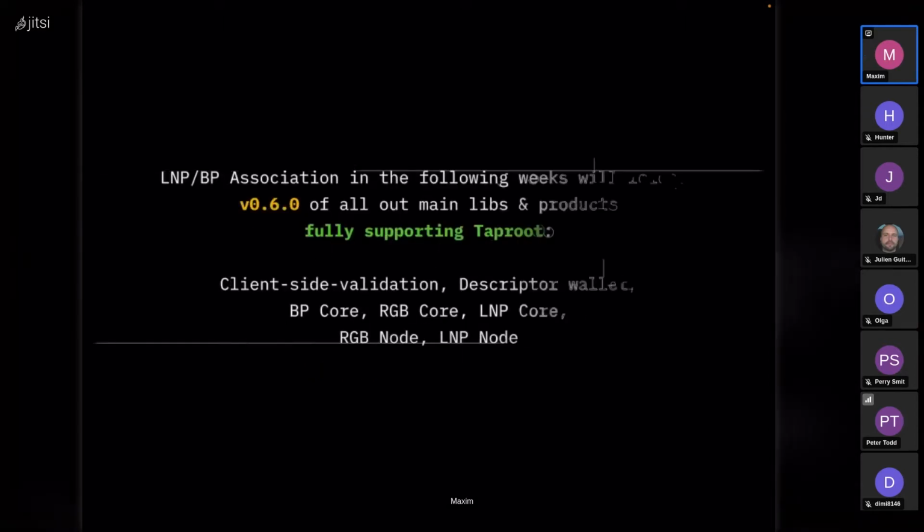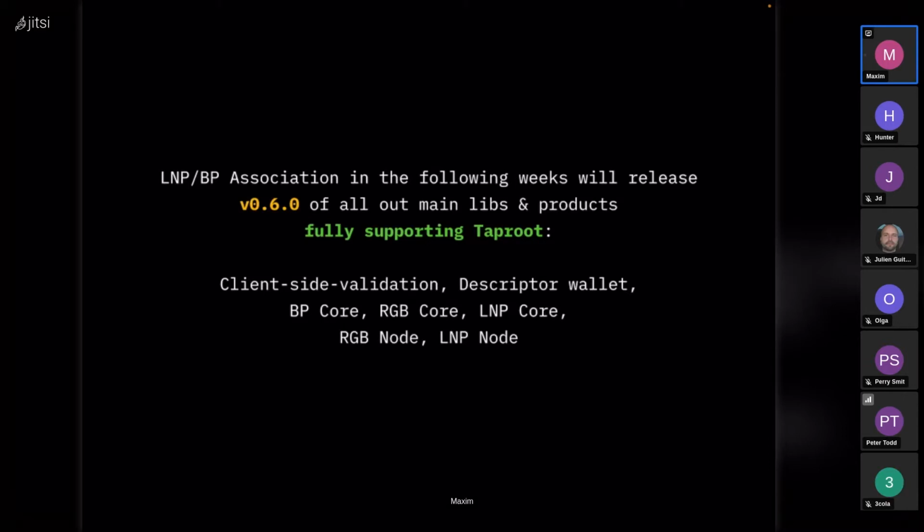And in the following weeks, we plan to do a sequence of releases, codenamed version 0.6 of all our main libraries and products, which will start fully supporting Taproot. From this point, it will include the client-side validation libraries, descriptor wallet, RGB, LNP libraries, and nodes. And gradually, starting from the most foundational libraries like client-side validation and single-use seals, and up to RGB and Lightning Network.